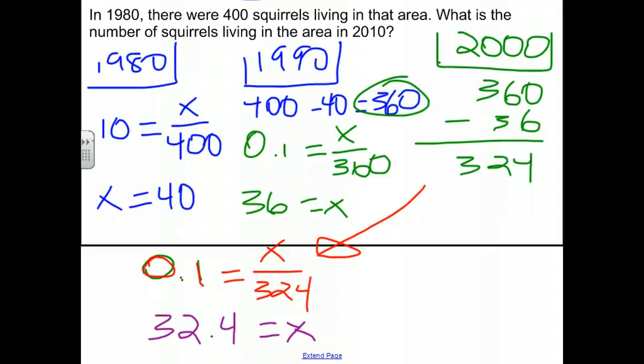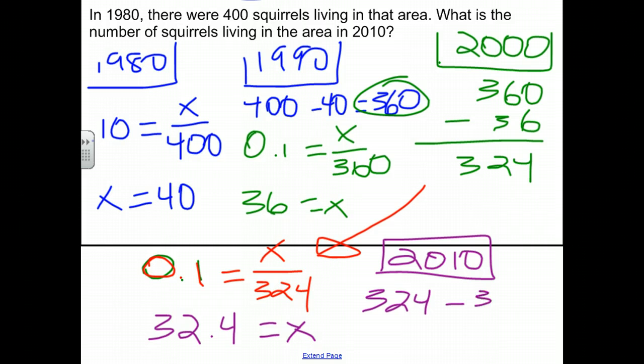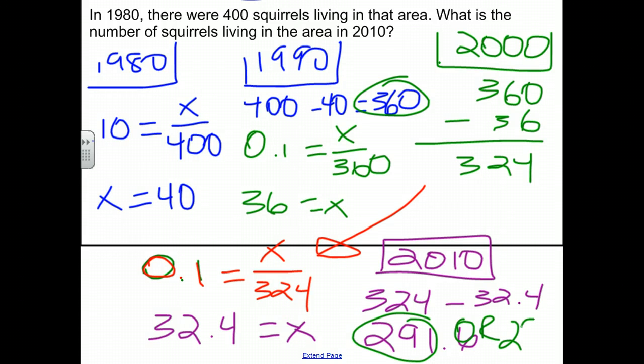Now, looking at this, 32.4 is not the number of squirrels living in the area. In fact, it would be ridiculous to talk about 0.4 squirrels, but that's the change, so we have to carry it over into 2010. 324 minus 32.4 is equal to 291.6 once you go through that subtraction there. So the question is, can we really say the number of squirrels living there were 291.6? No, but we can say that they were either 291 or 292.